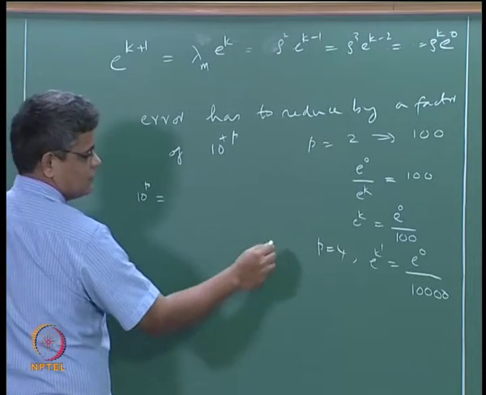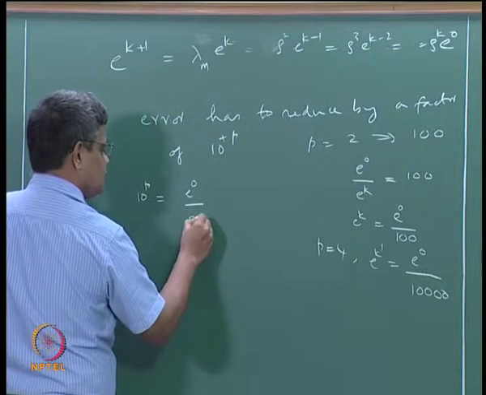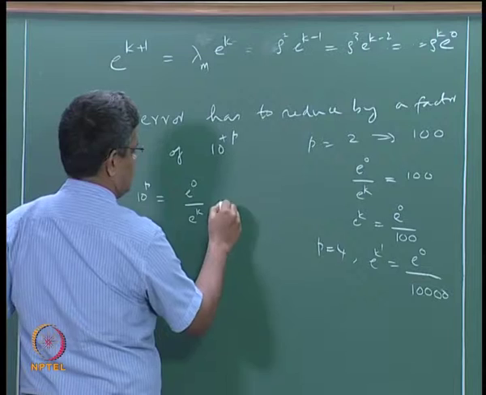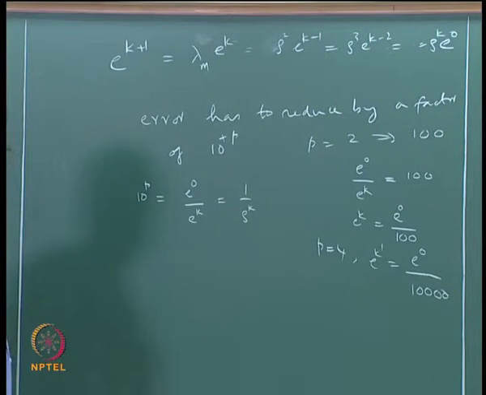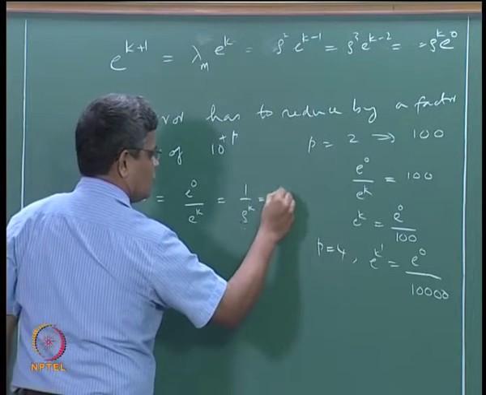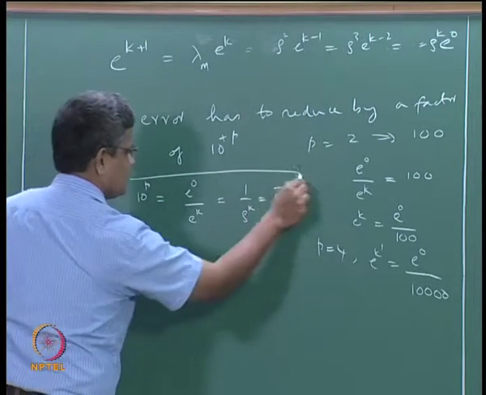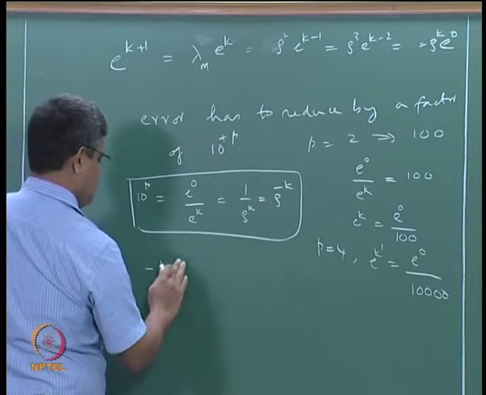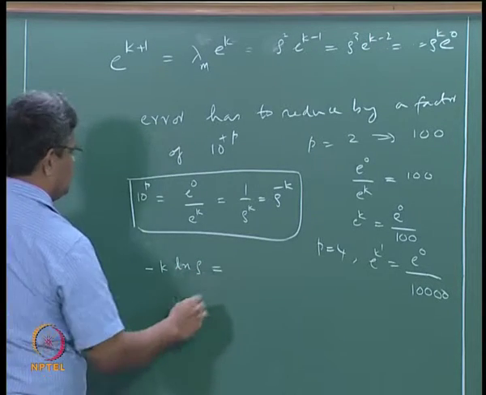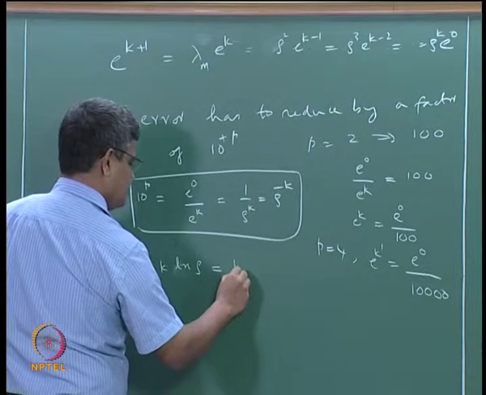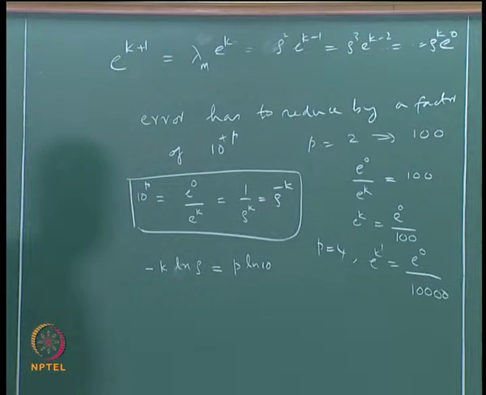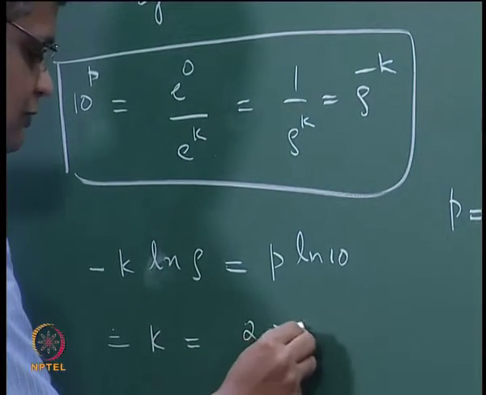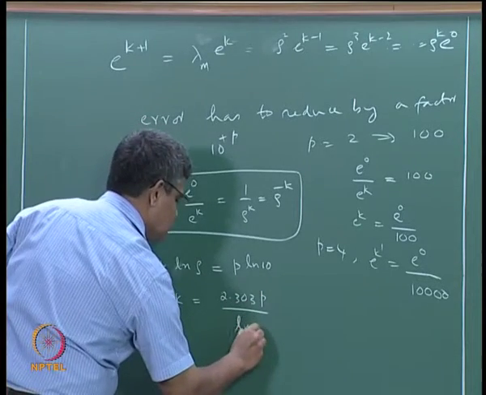So therefore we can say that 10 to the power p is equal to E0 by Ek, and E0 by Ek is equal to 1 by rho^k. Okay, so this is equal to rho^(-k). So now we can take this relation, therefore we can say that minus k ln rho is p ln of 10. Okay. So we can say that k is equal to 2.303 p by minus ln rho.